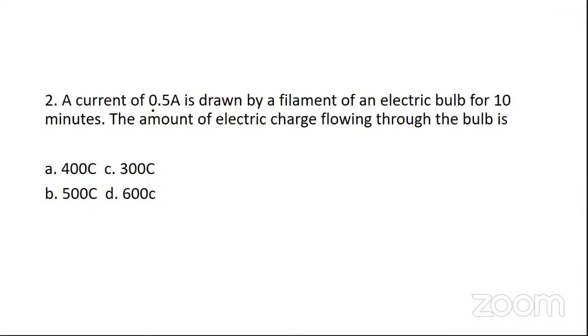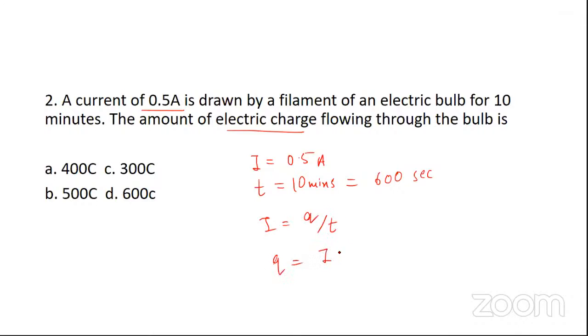See, the question has provided with the current. So I is equal to 0.5 amperes is drawn by a filament of an electric bulb for 10 minutes. The time is given as 10 minutes. But in SI units, we take this as 600 seconds. Now the amount of electric charge. So I equals to Q by T, and Q will be I into T. That's it. That will give us the answer.